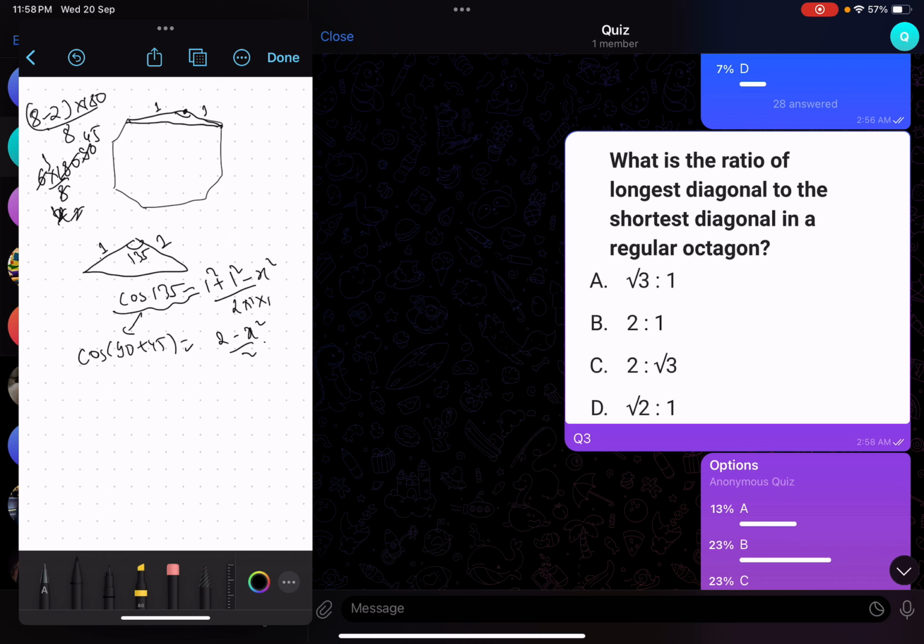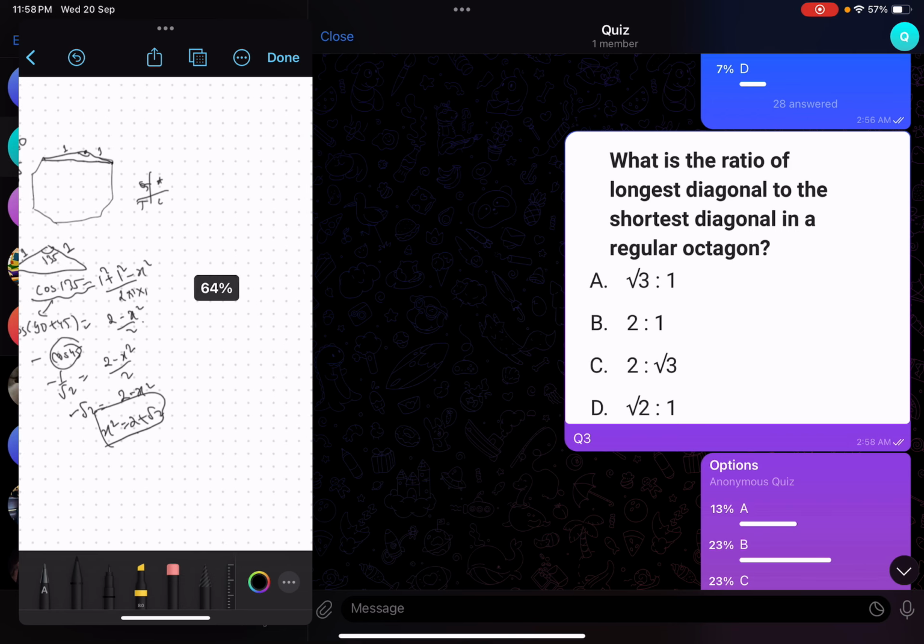So cos 135 is cos of 90 plus theta, using all sine tan cos, so this will be negative: minus cos 45, and cos 45 is 1 upon root 2. So minus 1 upon root 2 equals 2 minus x square by 2. This might appear a very tough question to you, in fact it is. So this will be minus root 2 equal to 2 minus x square. So x square equals 2 plus root 2. So we got the shortest diagonal length.